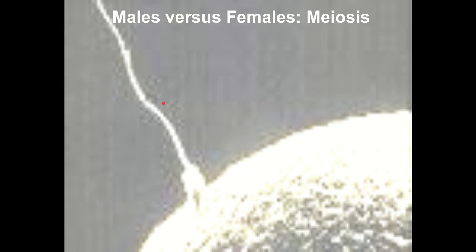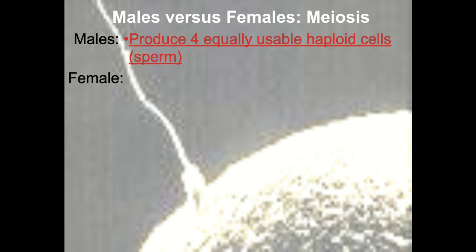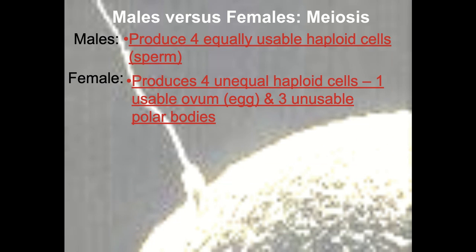So, males versus females in meiosis. In the background, you can see you have this egg versus the sperm. The first thing you can see is that the egg in comparison to the sperm is huge. When males undergo meiosis, they will make 4 identical sperm cells. When eggs undergo meiosis, they will produce 1 usable egg and 3 unusable polar bodies.